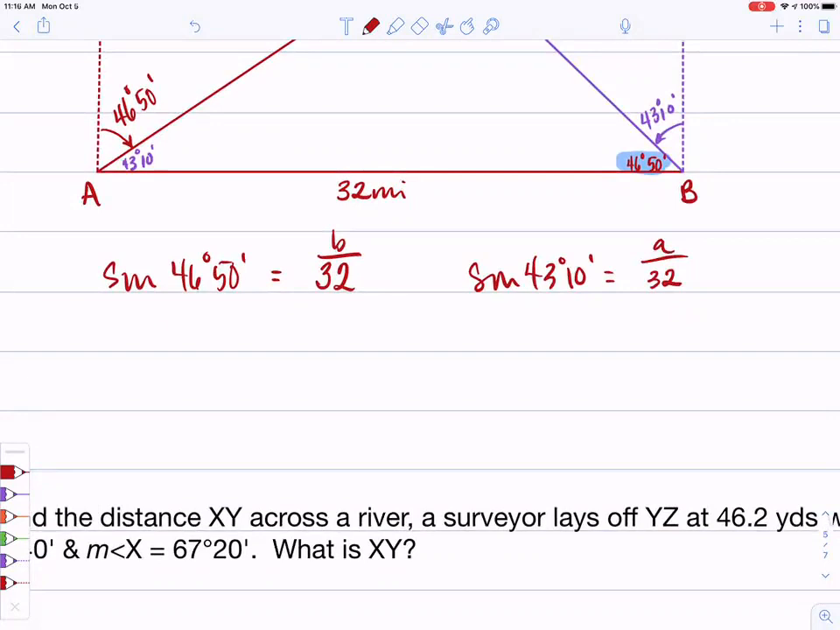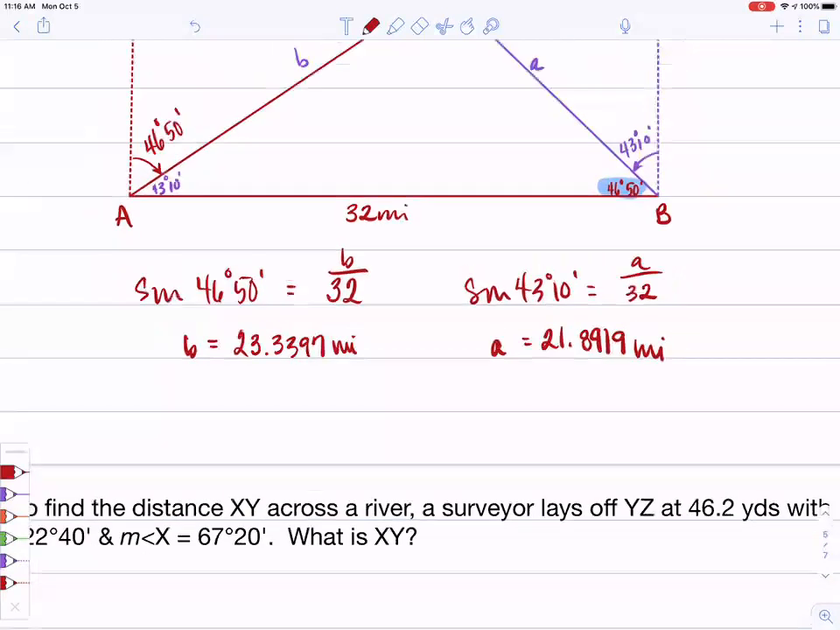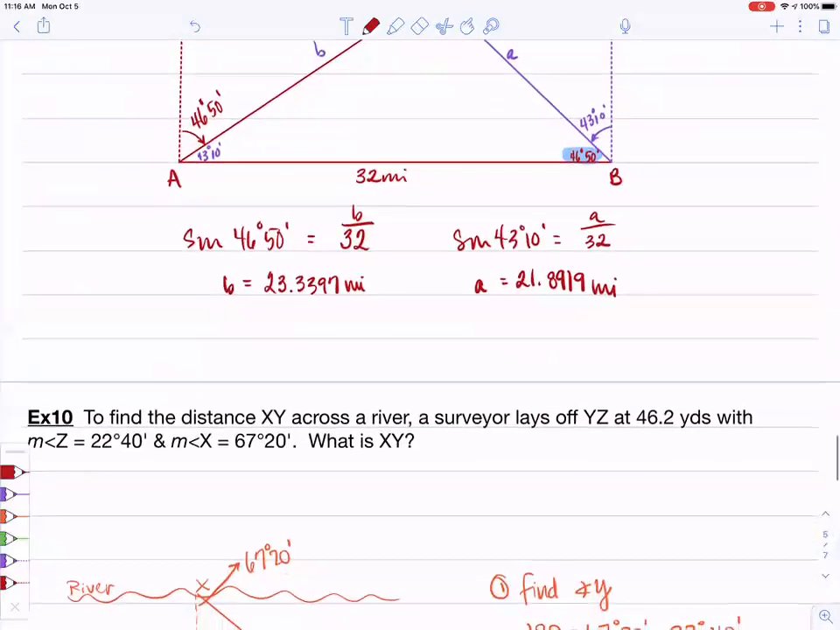And so let me just give you the answer so that you can try this on your own. Side B is going to be 23.3397, and it's in miles. And it doesn't say anything about rounding, so we'll keep it like that. And side A is 21.8919 miles. Okay, so write those answers down, and then you can try it on your own and make sure that you're doing your math right in the calculator.